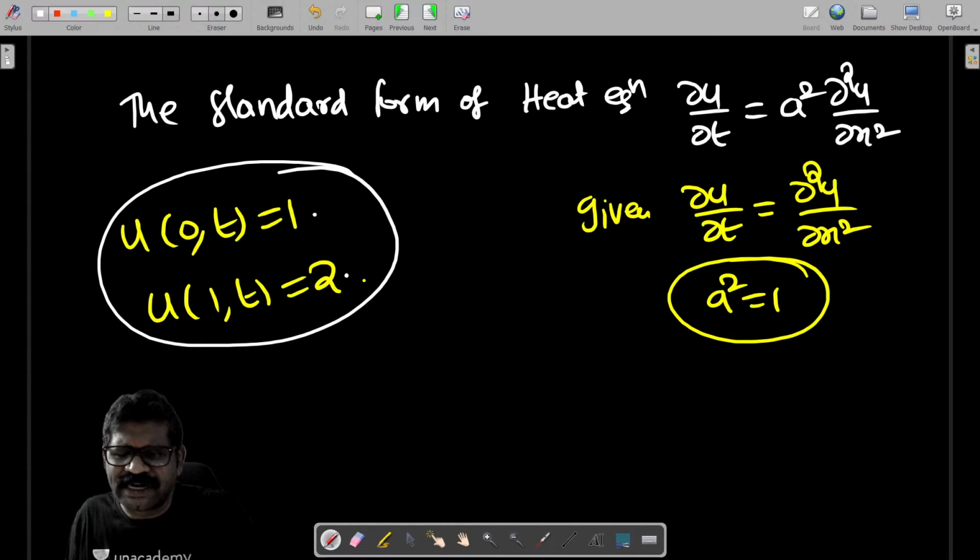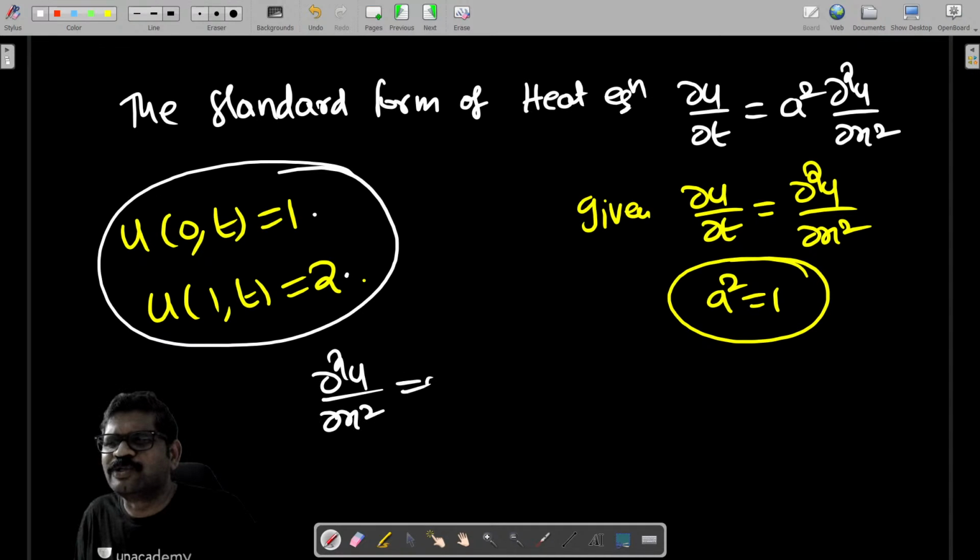First, steady state temperature. Generally, at steady state, u is independent of time. u is depending on x only. That's why I am taking del square u by del x square equal to 0, because it is not depending on time at steady state.